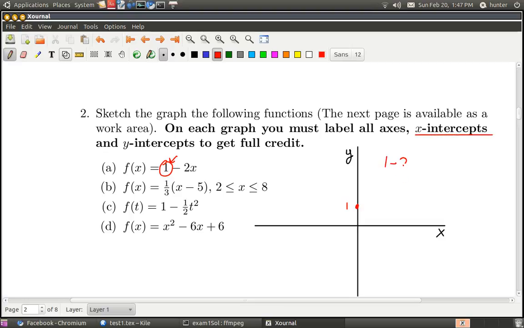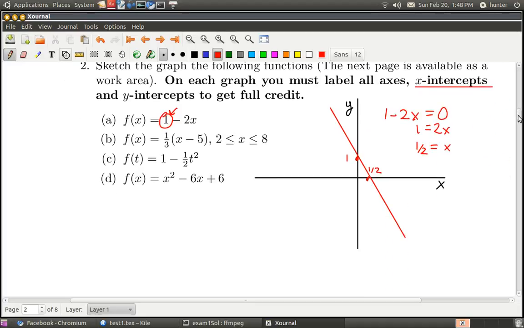So that's what we get when we plug in 0 for y. So we need to solve this relation. So 1 is equal to 2x, and this just means 1/2 is equal to x. And that gives us the x-intercept, so here's 1/2. Alright, and now we know 2 points on the line, so just connect those points and you've got the line. Let's see how well I can draw it. Not too bad. And that's it. So A is very easy.